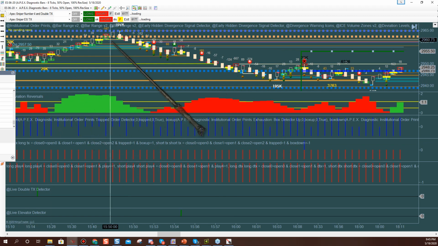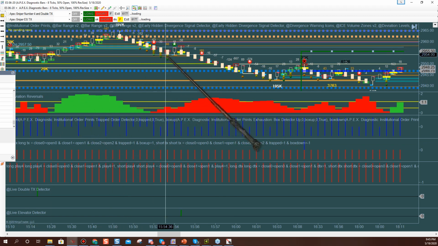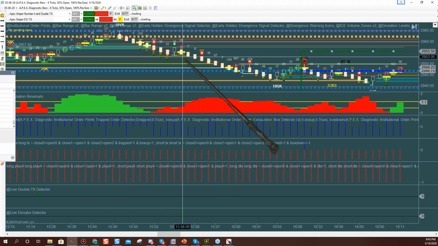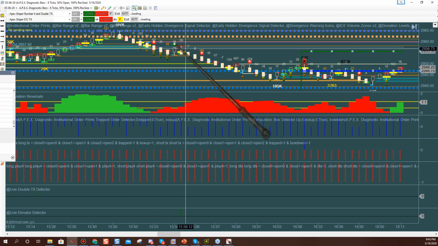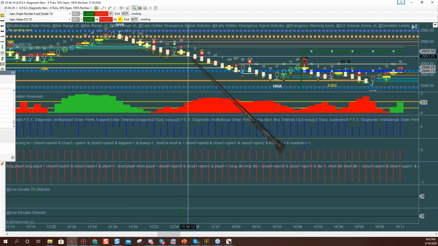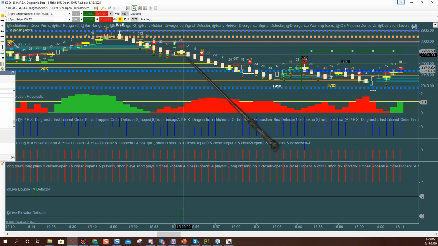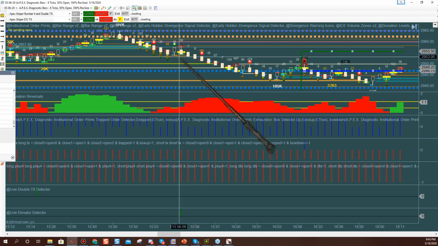Okay, we got an up move, we got a down move. Down, up, down, cluster, trapped Xbox, paw. Only one paw on the way. Can we take that trade? Yes.